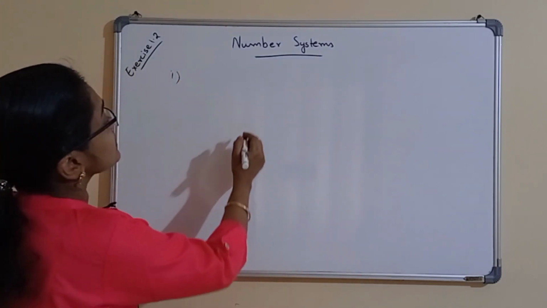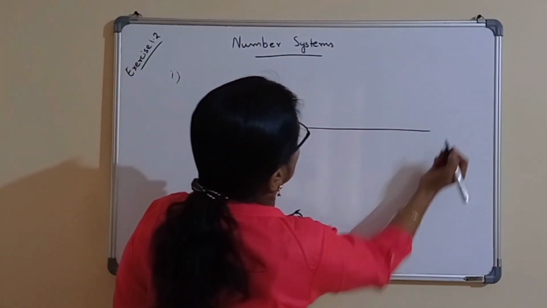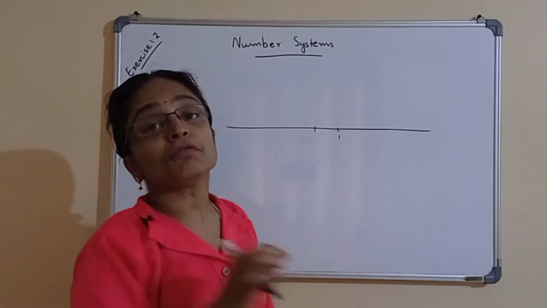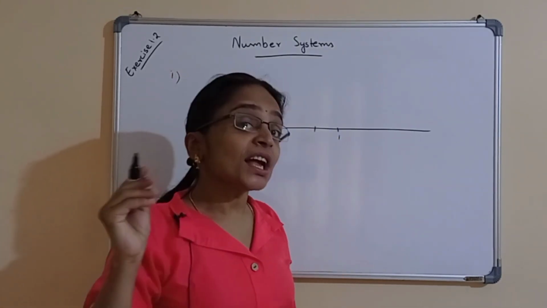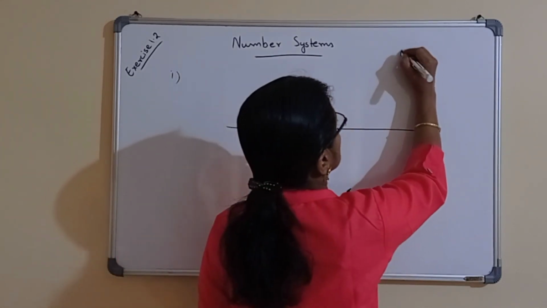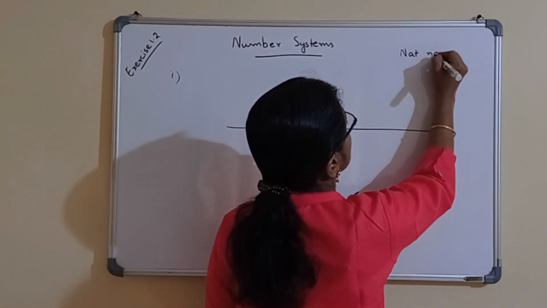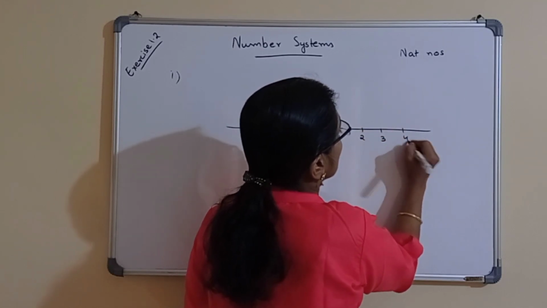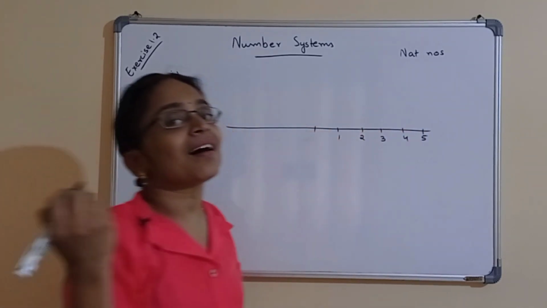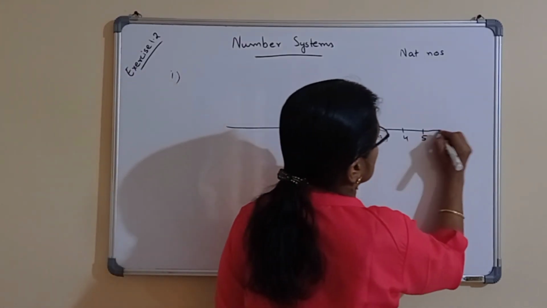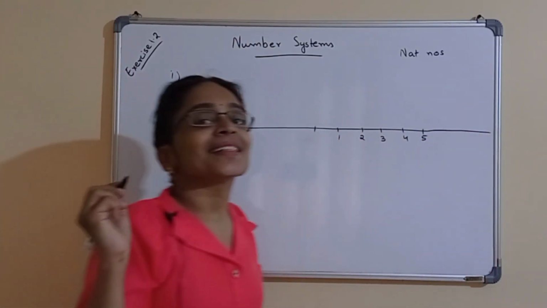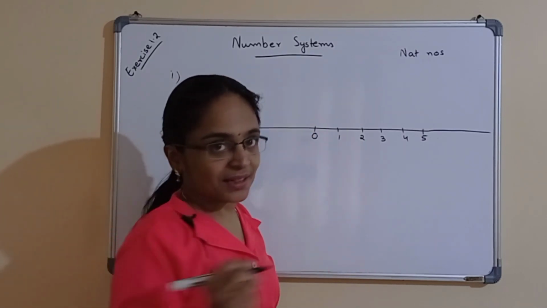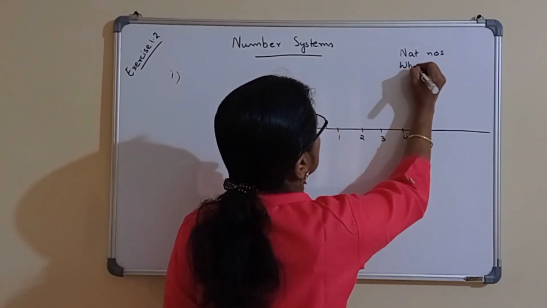So, for that, I'll explain you in detail. The real number line consists of natural numbers. What are natural numbers? 1, 2, 3, 4, 5, etc. are called natural numbers. So, it will go on like this. Then, we have 0. If you include 0 in this, we have whole numbers.